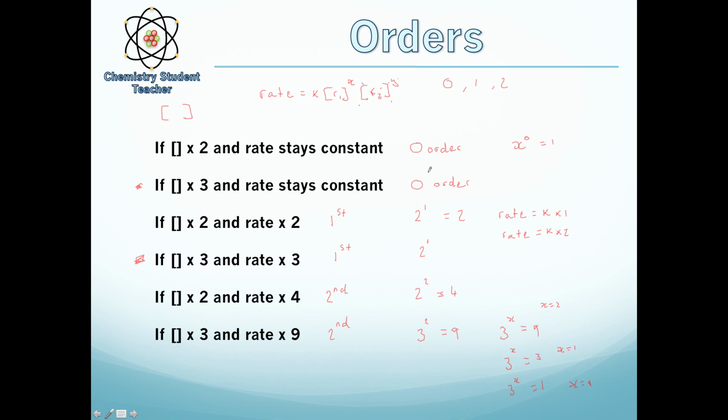When you know what you're looking for, it's quite straightforward, because if the rate stays constant even though the concentration is changing, it's zero order. If the rate is increasing by the same amount as you're increasing the concentration, it's first order. And if the rate is squared what you're changing the concentration by, it's second order.